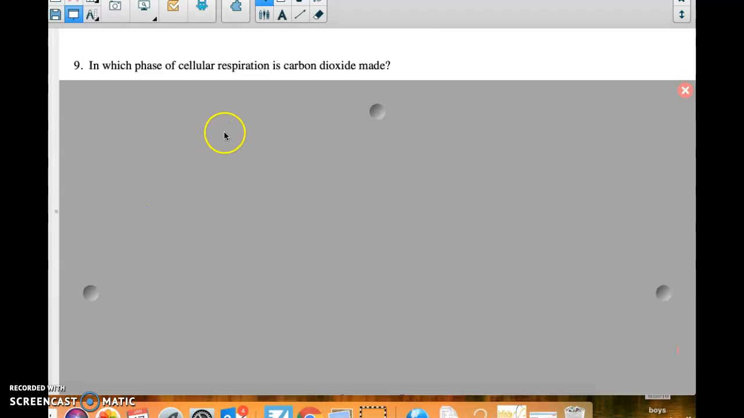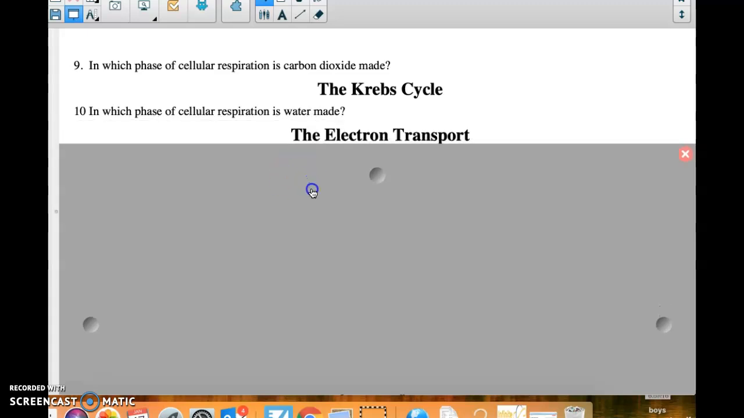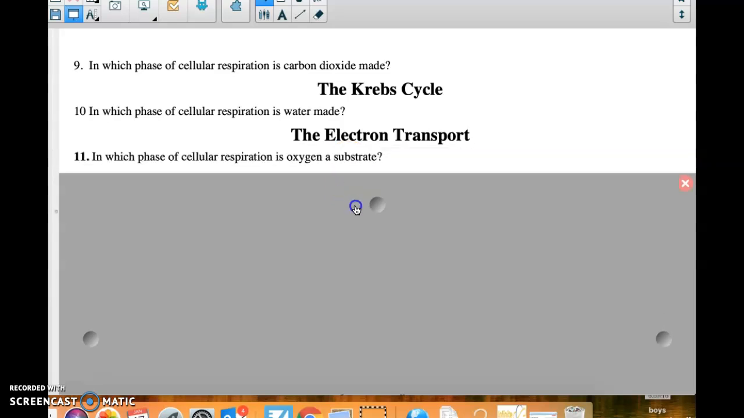So in which phase does cellular respiration make carbon dioxide? That would be the Krebs cycle, when it's taking pyruvic acid and breaking it down, and then a byproduct is carbon dioxide. In cellular respiration, it requires oxygen, and there are all these hydrogens from helping ATP synthase run, so those can get together and form water. And so water is made in the electron transport chain.